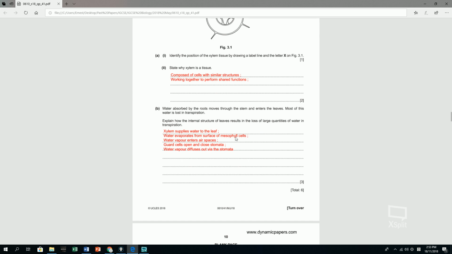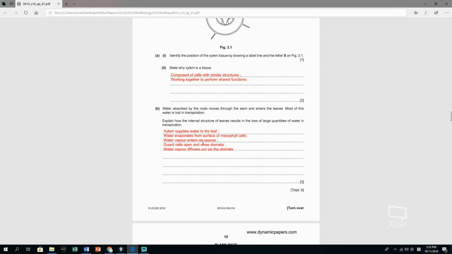So the water gets taken up by palisade mesophyll cells and spongy mesophyll cells, and what tends to happen is the water will actually evaporate from the surface of mesophyll cells and enter the air spaces inside the spongy mesophyll. And the spongy mesophyll has air spaces mainly for air or gas exchange, when we're exchanging oxygen and carbon dioxide and things like that, but also for the water vapor to enter.